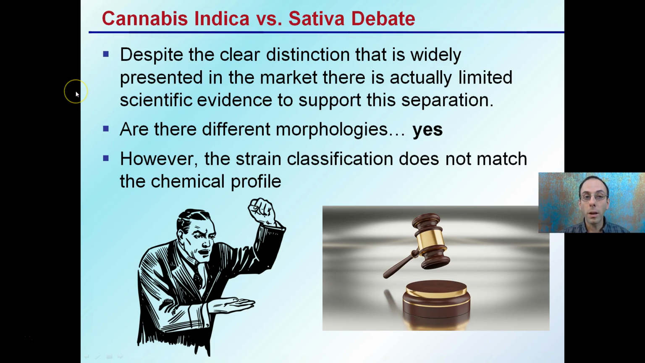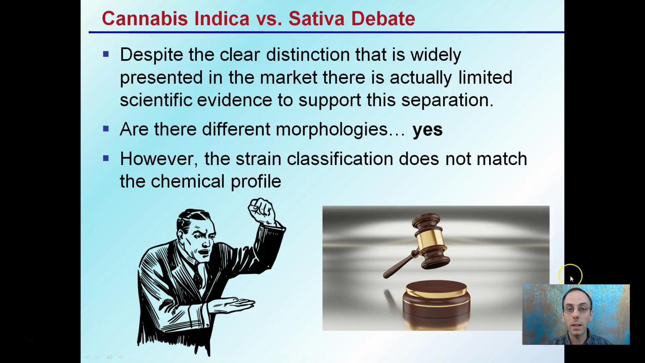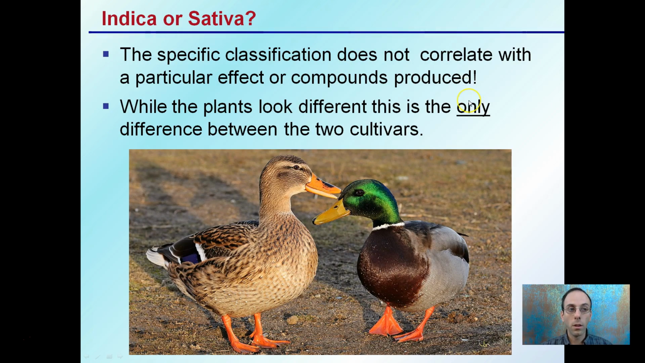Despite the clear distinction widely presented in the marketplace, there's actually very limited scientific evidence to support the separation between the indicas and the sativas. Are there morphological differences? Well, yes. However, the strain classification does not match the chemical profile. Sativas and indicas can have similar chemical profiles despite very different morphologies. So indica or sativa, the specific classification does not correlate with the particular effect or compounds produced.